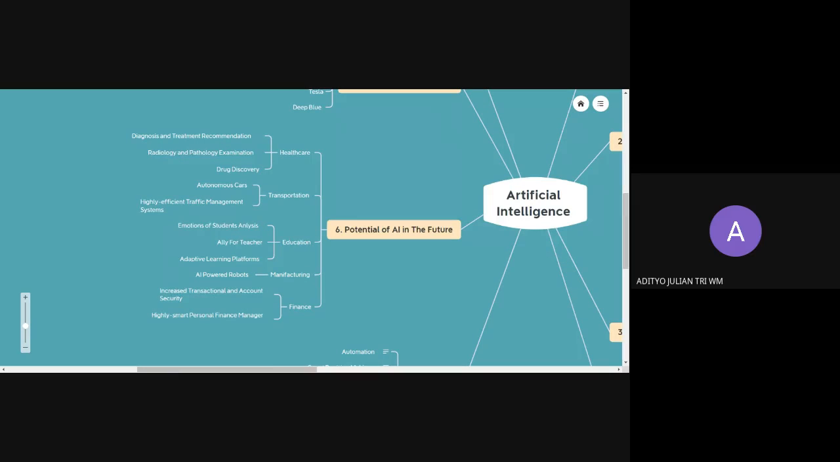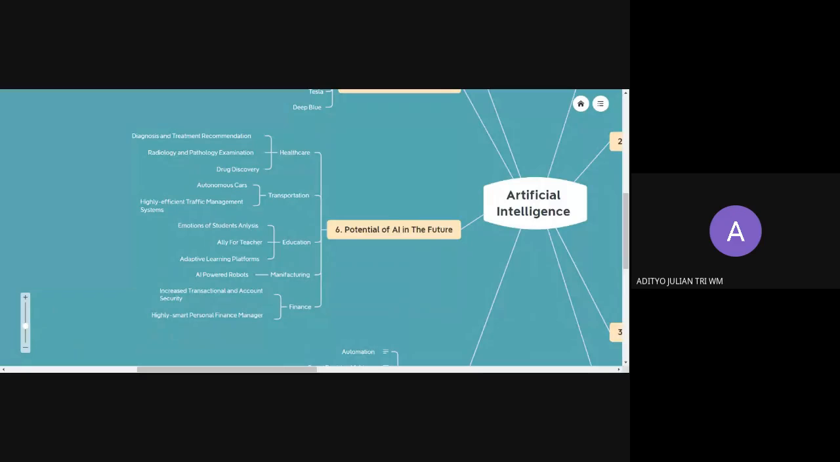So the first one is going to be healthcare. The first potential that we believe is going to happen is diagnosis and treatment recommendation. Through advancement in machine learning, we think that AI will provide diagnosis and treatment recommendations more accurately than the conventional predictions or recommendations.